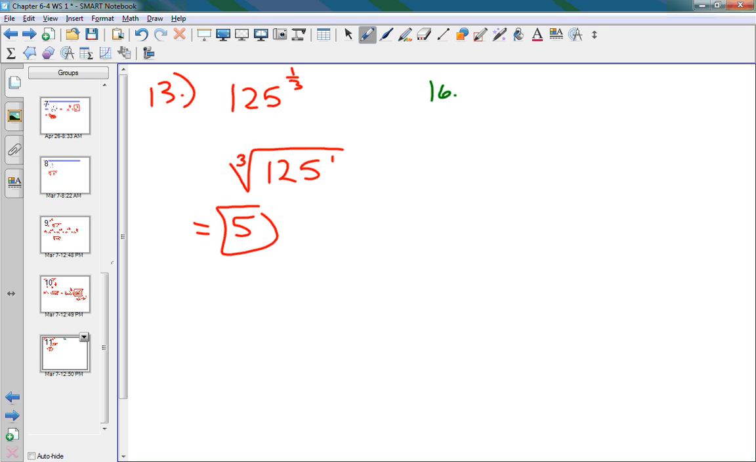Number 16, 7 to the 1/2 times 7 to the 1/2. How are the two bases attached, and are the bases the same? The bases are the same, and how are they attached? Multiplication. So what do I do with my exponents? We add them. So 1/2 plus 1/2 is going to be 1.